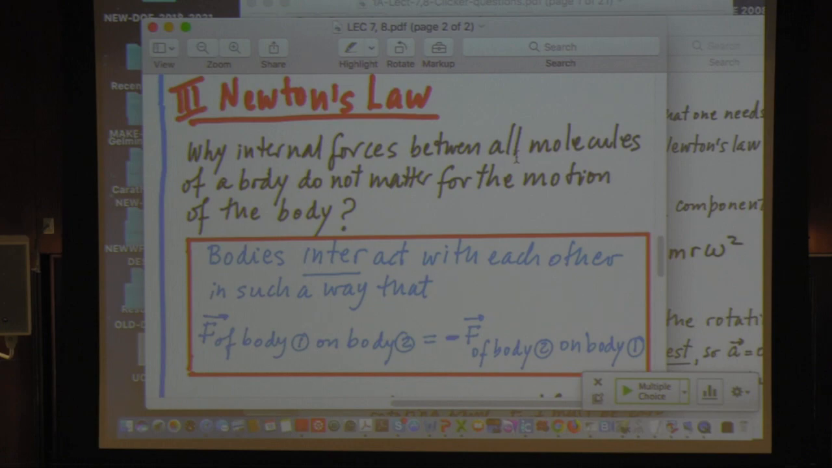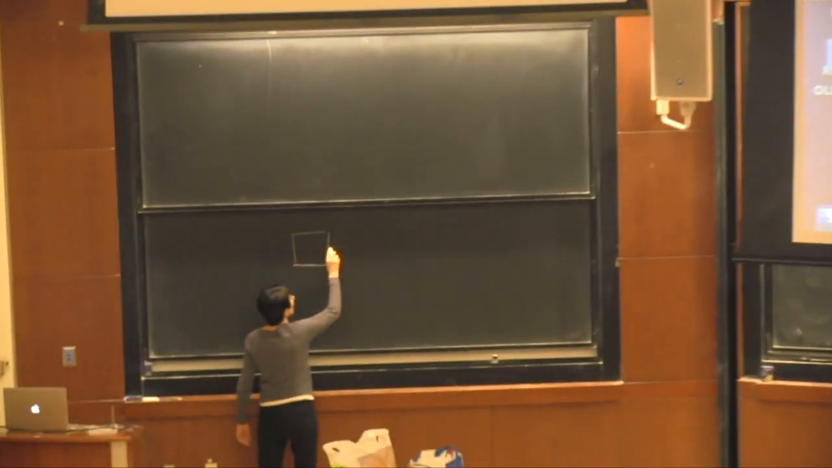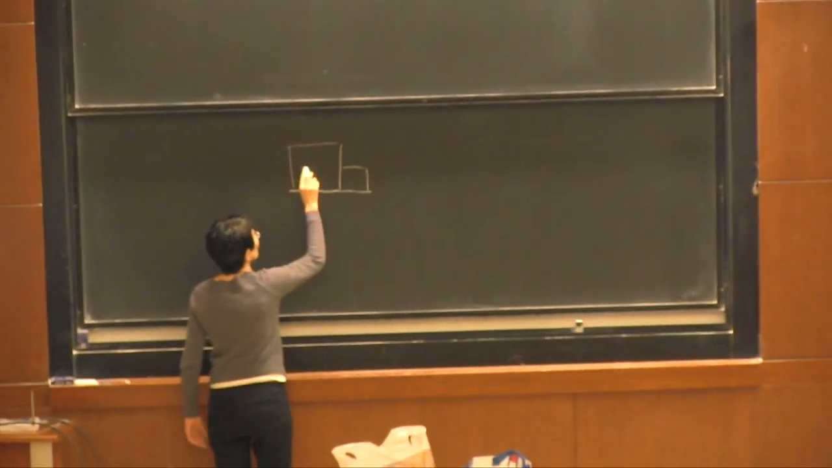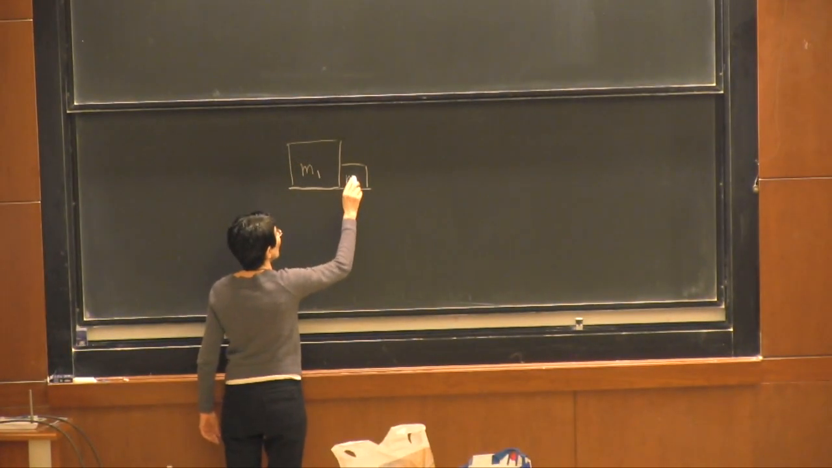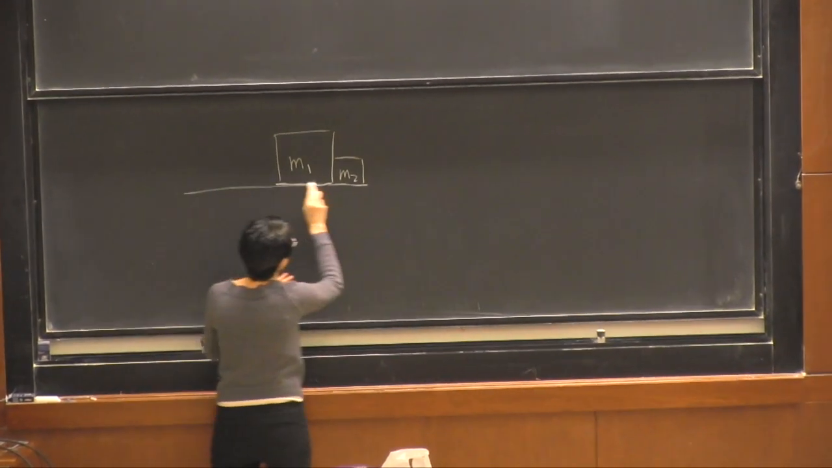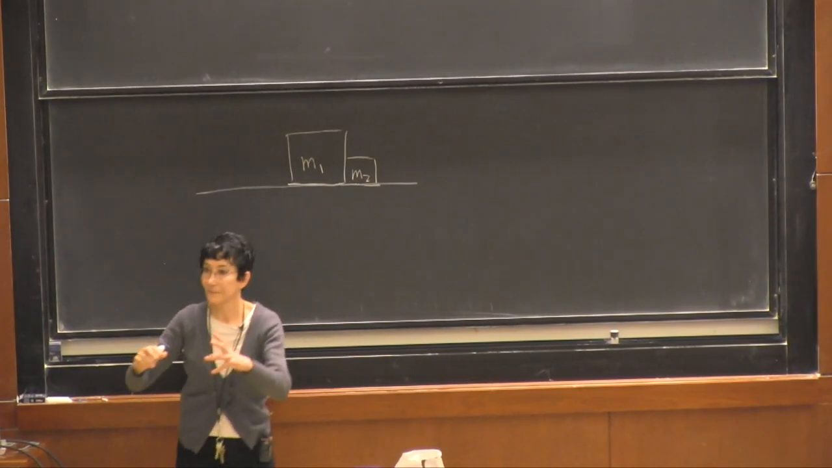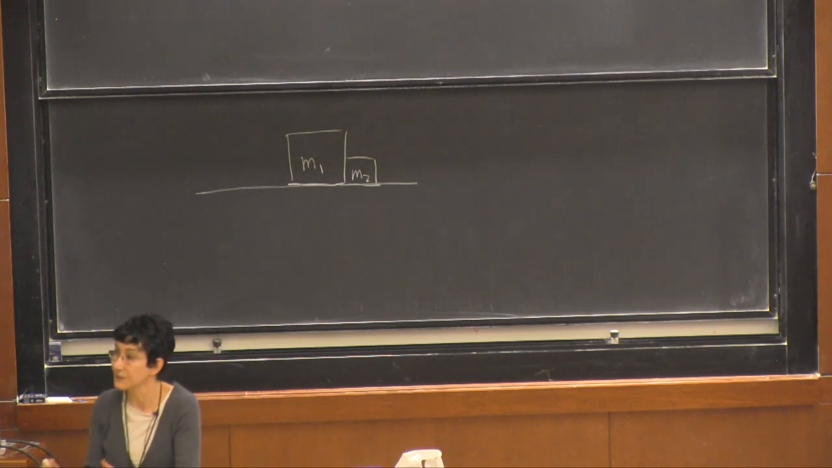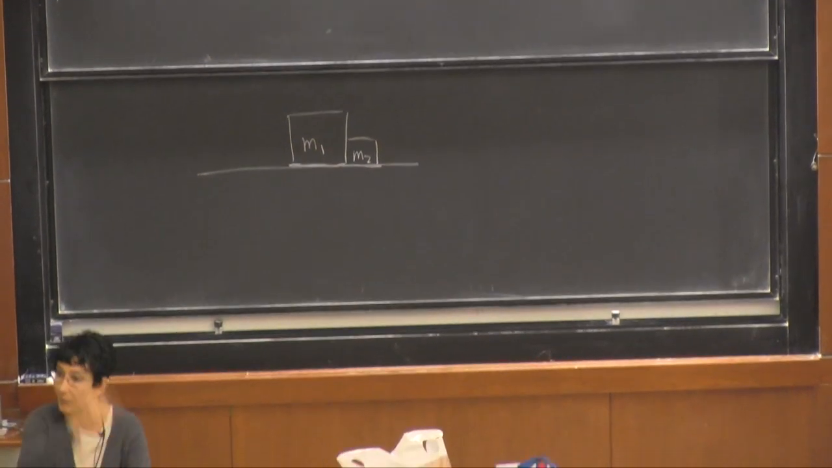If you remember, we saw the following, and I will go through this briefly again. Here you have M1, here you have M2. Now I will study M1 plus M2 as a whole body. I can decide which body I use, right? In this case, it's M1 plus M2.